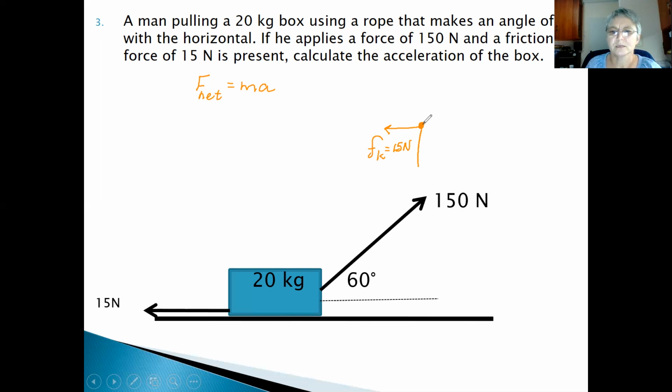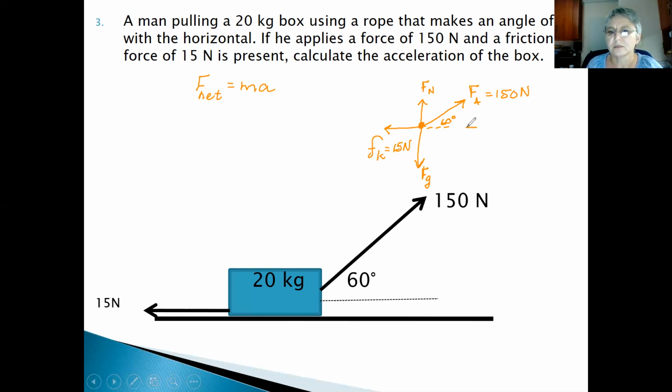There is a weight, a gravitational force acting on this box. There is a force pulling at an angle of 60 degrees. This is our applied force, and it is 150 newtons. And then we would also have the normal force. The normal force and the vertical component of the applied force will be cancelled by the gravitational force.